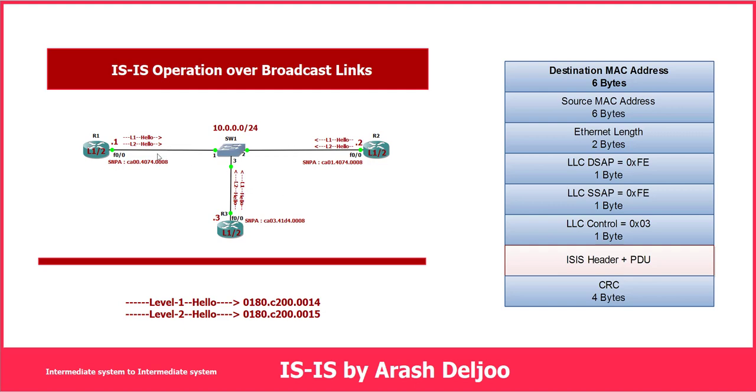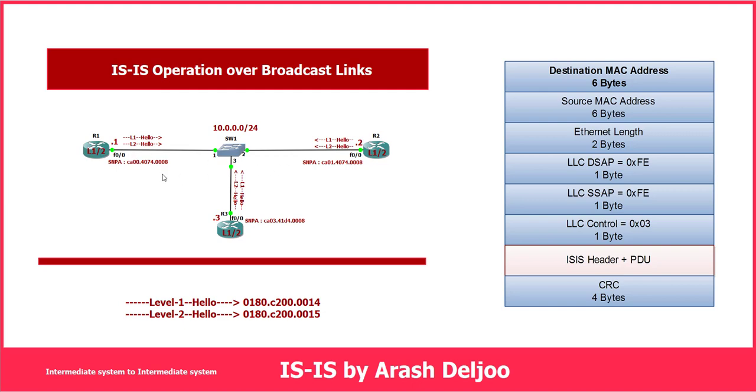Look at here. In this example, we have R1, R2, and R3 connected to one switch, and because R1 is connected to switch 1, R2 also to switch 1, and finally R3 to switch 1 with the Ethernet interface, they are using the broadcast network type in ISIS.